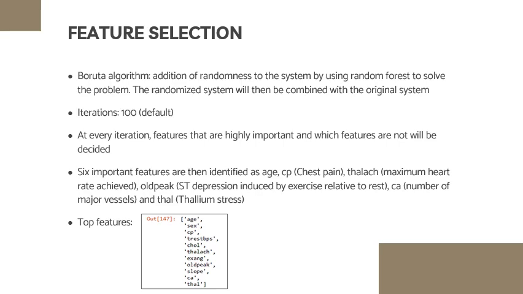The Boruta algorithm is used for feature selection to identify which features contributed to the prediction through iterations, which default at 100. This algorithm works by adding randomness to the system by using random forests to solve the problem. The randomized system will then be combined with the original system. A classifier is then built for this enhanced system. At every iteration, it will decide which features are highly important and which are not. So 6 important features are then identified as age, CP, which means chest pain, THALACH, which indicates maximum heart rate achieved, oldpeak, ST depression induced by exercise relative to rest, CA, the number of major vessels, and thallium stress.